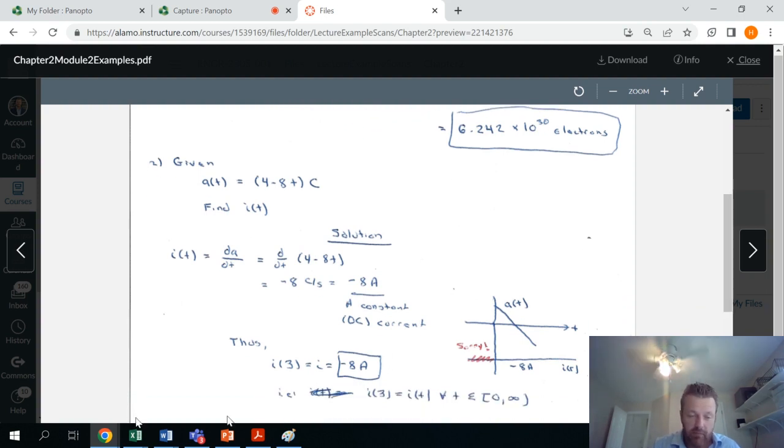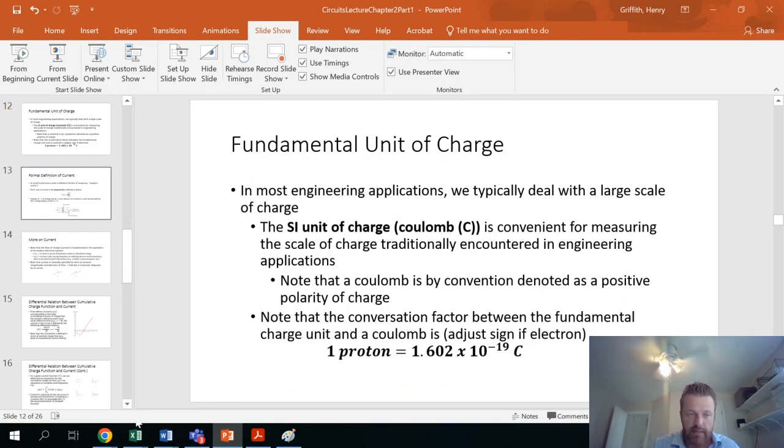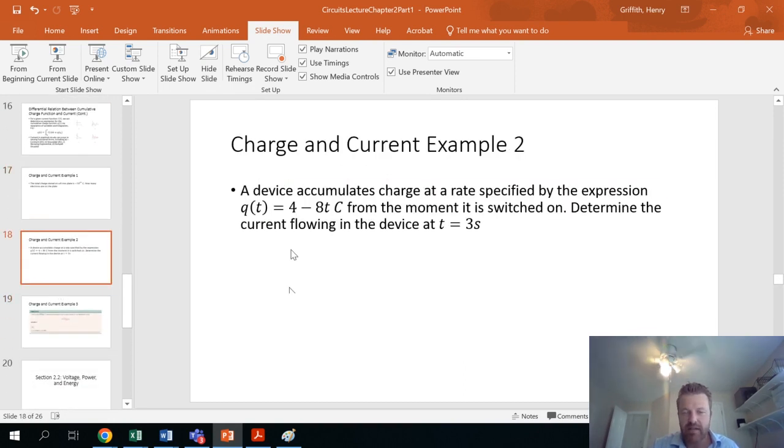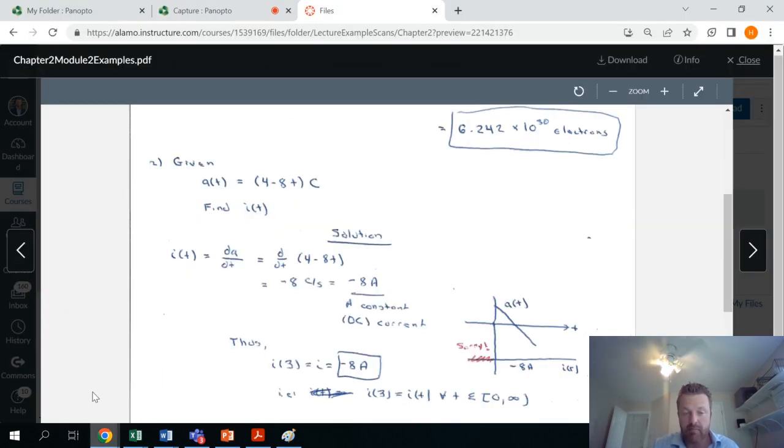For the second example problem, we're actually given an expression for a time-varying cumulative charge function. Q of t equals 4 minus 8t coulombs. From the moment it's switched on, we're asked to find the current flowing in the device at 3 seconds. Remember, if we have an expression for the cumulative charge function, Q of t, the current I of t is nothing more than the first derivative with respect to time.